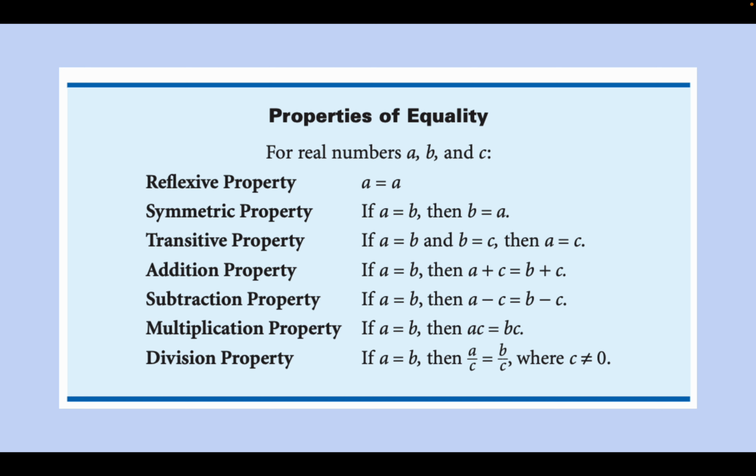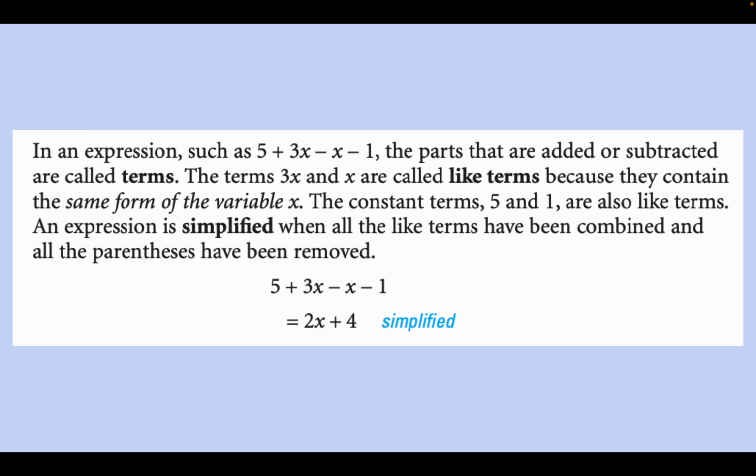Next, in an expression such as 5 plus 3x minus x minus 1, the parts that are added or subtracted are called terms. The terms 3x and x are called like terms because they contain the same form of the variable x. The constant terms 5 and 1 are also like terms. An expression is simplified when all the like terms have been combined and all the parentheses have been removed.